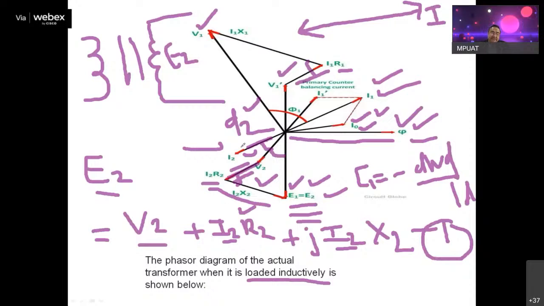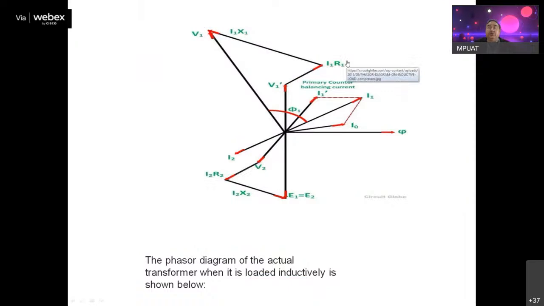So this is the phasor diagram of an actual transformer or practical transformer or a non-ideal transformer when it is inductively loaded. Inductively loaded here means both resistance and inductive loads are there in series with each other. I think the phasor diagram is clear. If not, you can interrupt me so that I can give you more detail about this.